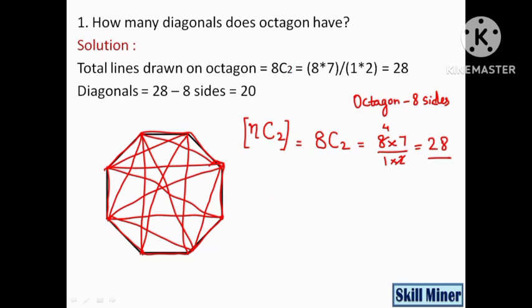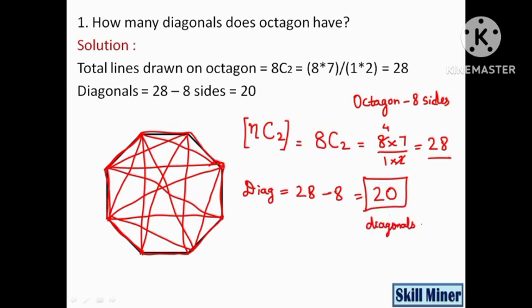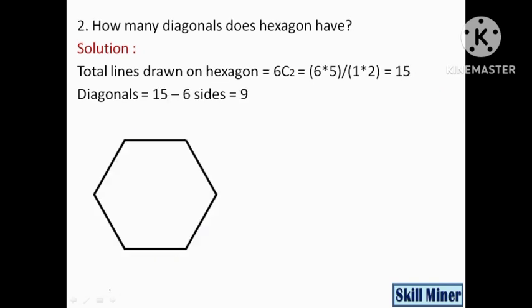Since the sides of an octagon can also contribute to a line, for finding diagonals we should subtract these 8 sides from those 28 lines, which gives us the value 20. So there are 20 diagonals an octagon has. Okay, 20 is our answer. Similarly, how many diagonals does a hexagon have?